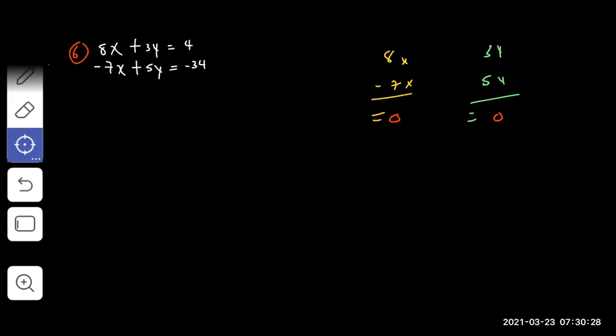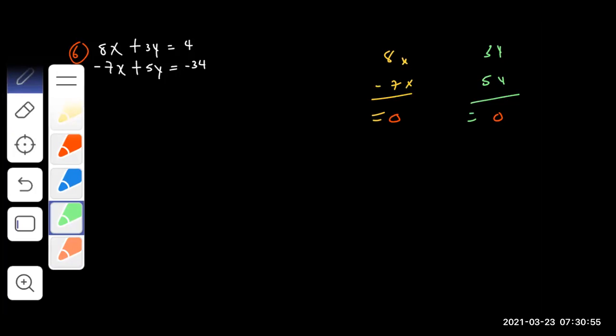Okay, let's have a look. Which one, guys, do you think is the most suitable to work with? Is 8 a multiple of 7, or 7 a multiple of 8? Is there any way that I can multiply by a number and get one of these? I do not think so. Is 3 a multiple of 5? Neither. I don't know what to do in this case.